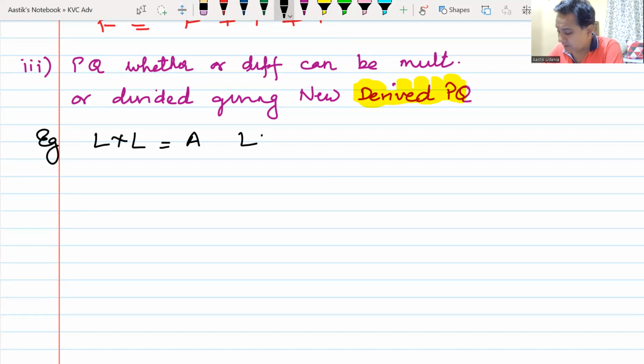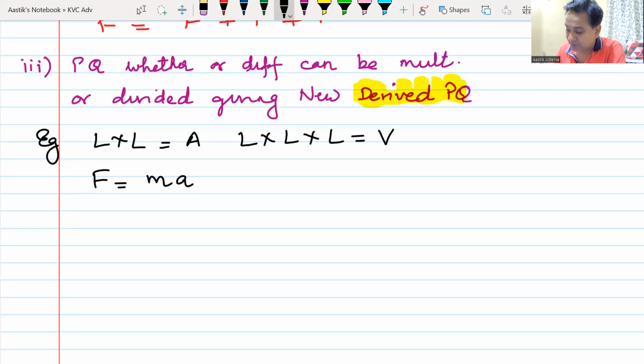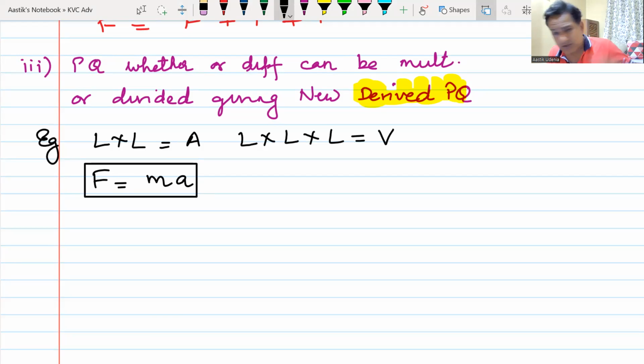I multiply length into length into length. You say, sir, why are we calling them all length? Why not call them length, breadth, and height? Doesn't matter. The dimensions are same. Length into length into length becomes volume. So I multiply length three times, I get a new quantity, volume. Force is equal to mass multiplied by acceleration. Do we understand all this? So when I multiply mass with acceleration, two different quantities, I get force.